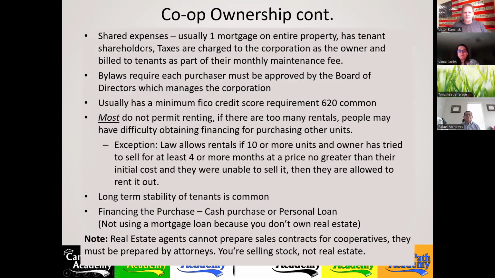With co-op ownership, there's a shared expense. There's usually one underlying mortgage on the entire property, and it has tenant shareholders. Taxes are charged to the corporation as the owner and billed to the tenants as part of their monthly maintenance fee. Bylaws require each purchaser must be approved by the board of directors, which manages the corporation. Usually there's a minimum FICO credit score requirement of 620.